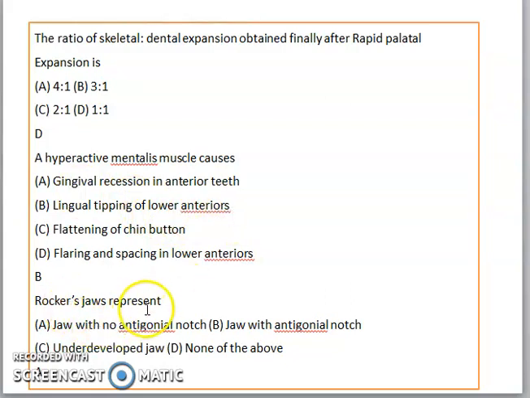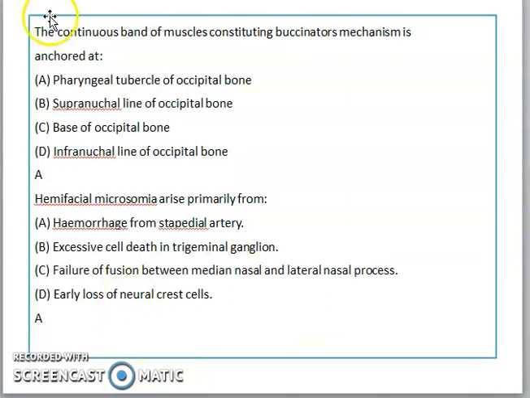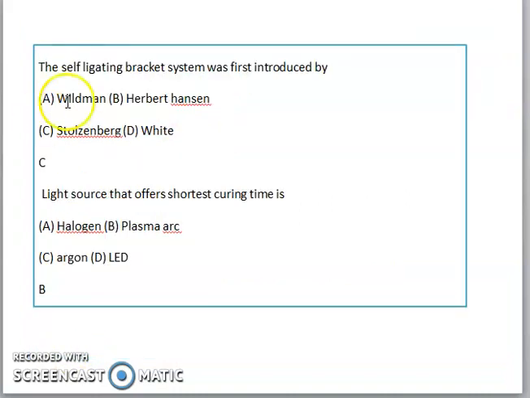What is a rocker jaw given in the prof? It is a jaw with no antegonial notch. Then the continuous band of muscle that constitutes the buccinator mechanism is anchored at which area? It is anchored at the pharyngeal tubercle of the occipital bone. Then aspirants, the self-ligating bracket was first introduced by whom? That is by Stolzenberg. The light source that offers the shortest curing time is your plasma arc type of curing light.